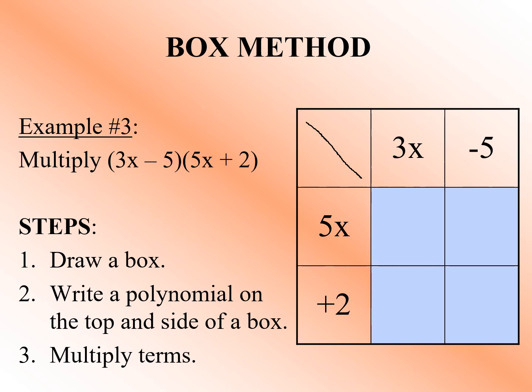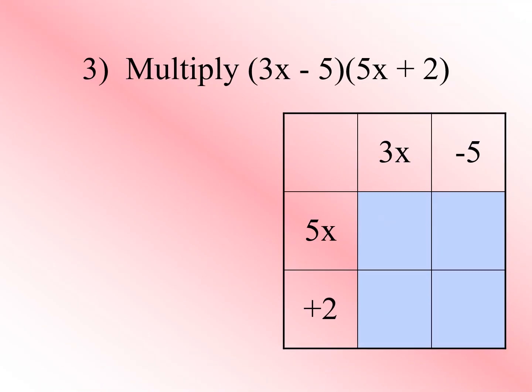Alright, now after drawing a box, we write the polynomial on the top and side of a box. So we're done with these two steps. And then the third step is to multiply the terms. So we multiply. So we begin with the first terms. Alright, so we have 3x times 5x, and that will give us 15x squared since both of them are positive.